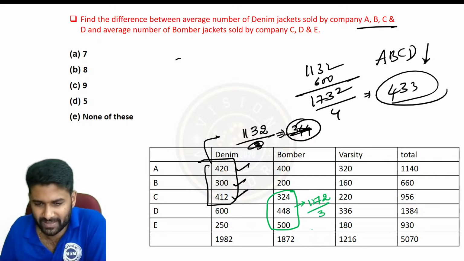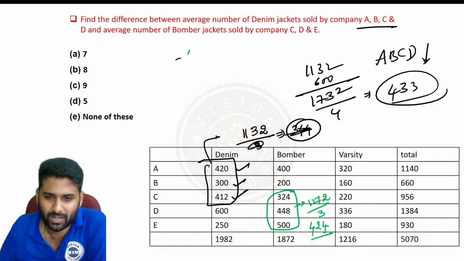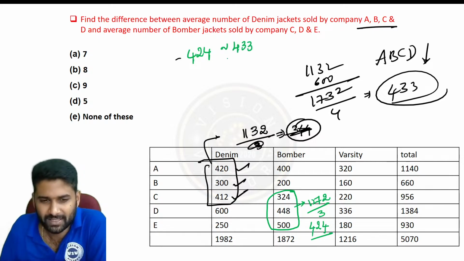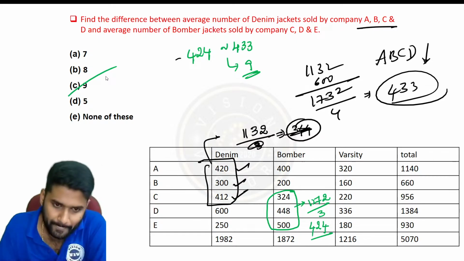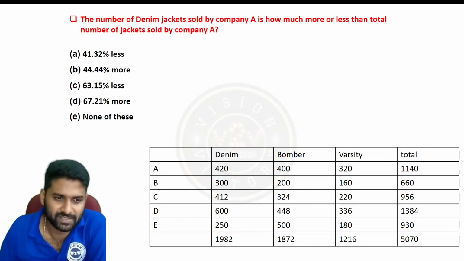1272 divided by 3. 3 fours 12. 3 twos 6. 3 fours 424. Now 424 and 433. So the difference gives you the answer. It's 9 units. Next, go through the next information.